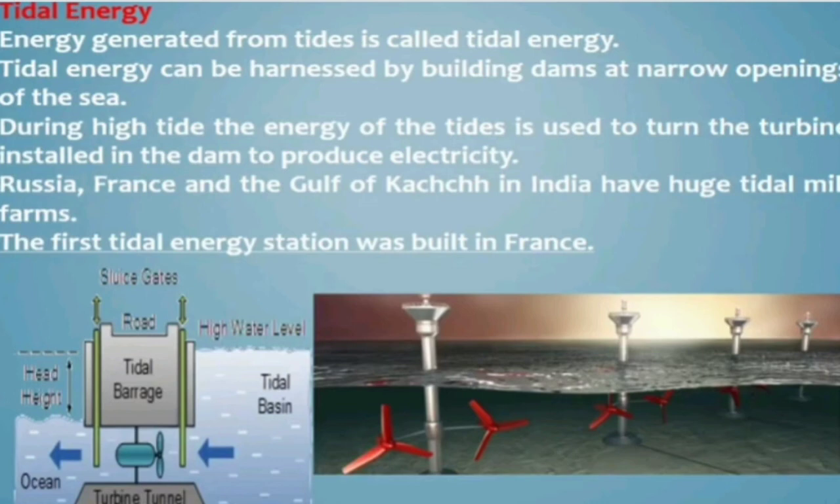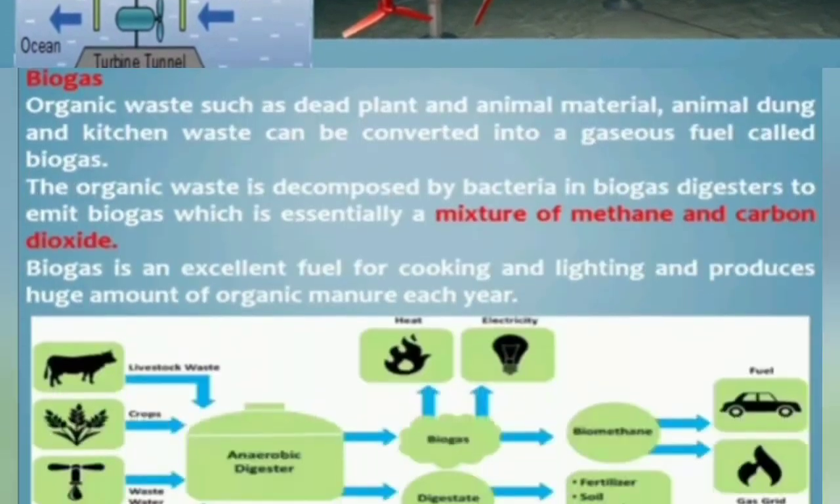Energy generated from tides is called tidal energy. Tidal energy can be harnessed by building dams at narrow openings of the sea. During high tide, the energy of the tides is used to turn the turbine installed in the dam to produce electricity. Russia, France, and the Gulf of Kutch in India have huge tidal mill farms. The first tidal energy station was built in France.